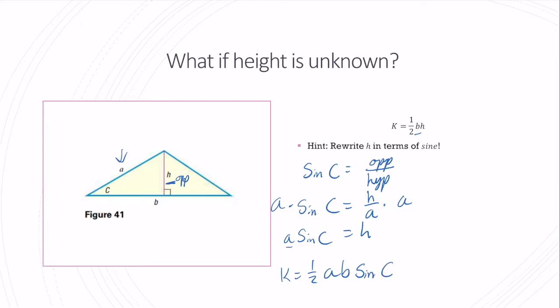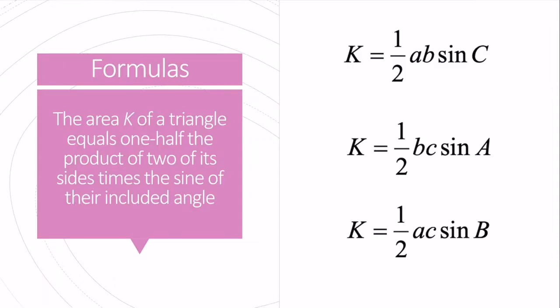I have that K equals 1/2 a b, because I like to write my variables in alphabetical order, sine of C. So this gives us our three new equations for finding the area of a triangle, depending upon which inner angle is known. So we have K, which is our area, is 1/2 AB sine C. K is 1/2 BC sine A, because A is the included angle between B and C. And K is 1/2 AC sine B, because B is the included angle between A and C. This is how we solve side angle side triangles.